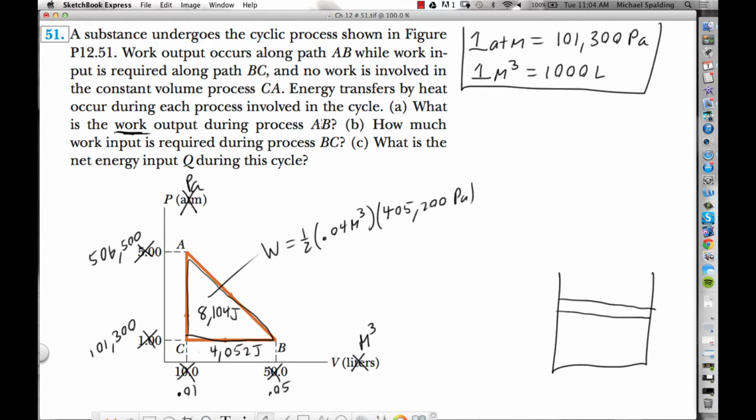So the answer to question A, we're going to add these two together. That's the total work. So it's 12,156 joules. That's the work from A to B. You just simply take the area under the line segment AB, all the way down to the x-axis. So break it into a triangle and a rectangle. Now look, is this going to be positive work or negative work? It's negative because the piston goes up.